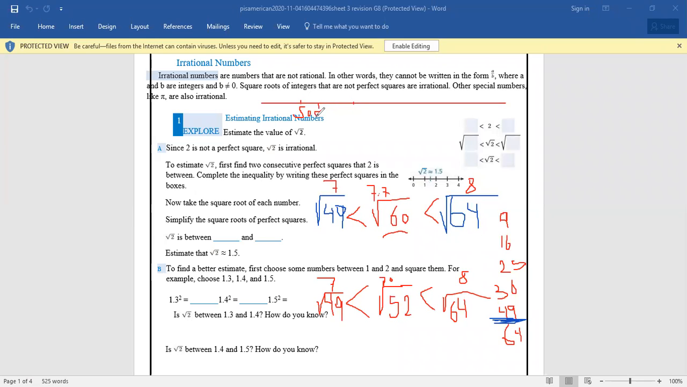Next, 51. Third, 52. And then 53, 54, 55, 56, 57, 58, 59, and then what? And then 60.